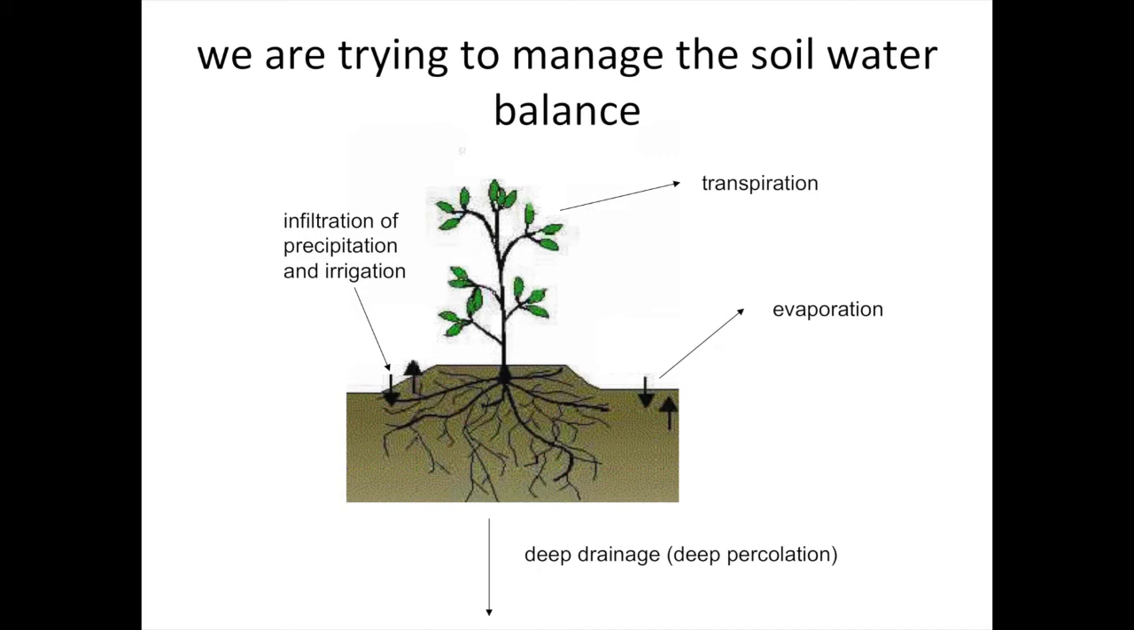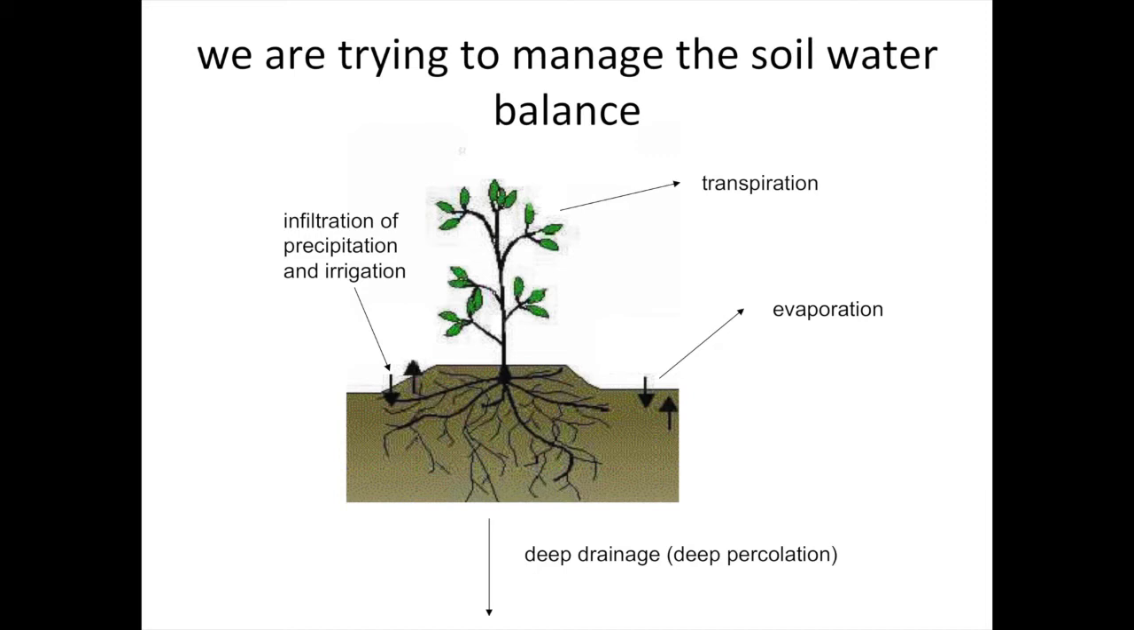So really with managing soil water in these systems, and this talk is a little biased toward the irrigation, wastewater irrigation systems, we're really trying to manage the soil water balance. And so this little diagram here shows the components of the soil water balance.